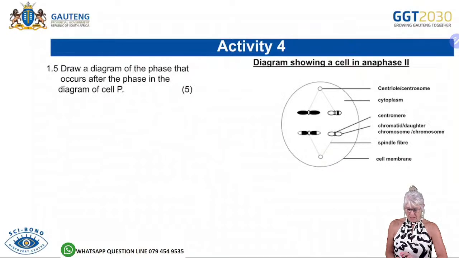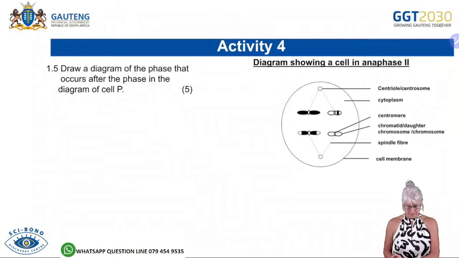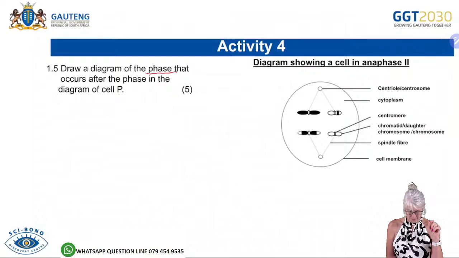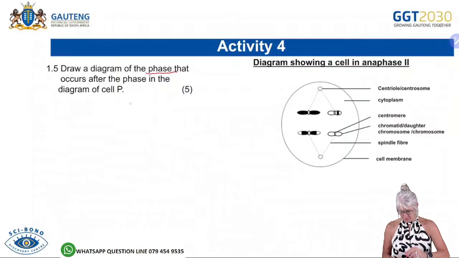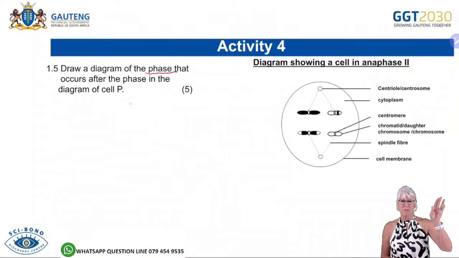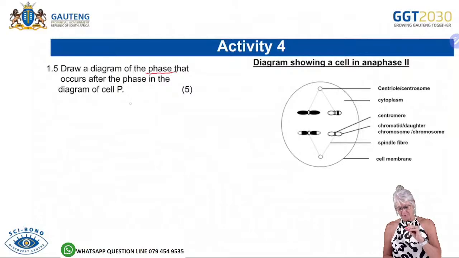All right. Now, here they've asked us to draw a diagram. So it's still the same. We originally saw cell P, that first diagram. So now they say to us, draw a diagram of the phase. They don't tell us which phase. We've got to work out which phase occurs after the phase in the diagram of cell P. So now we said the first diagram was metaphase 2. So we now have to draw anaphase 2.